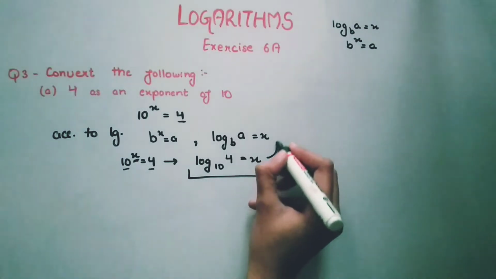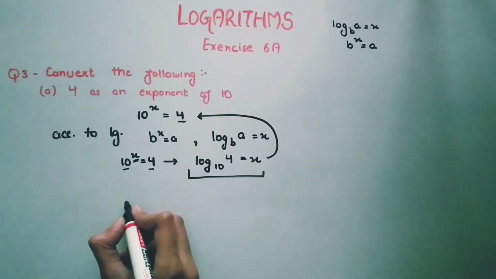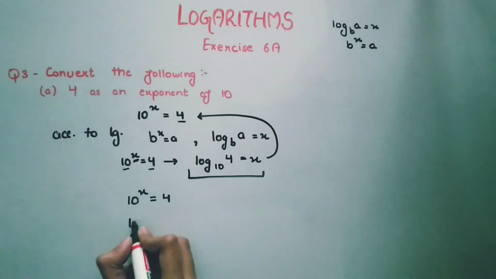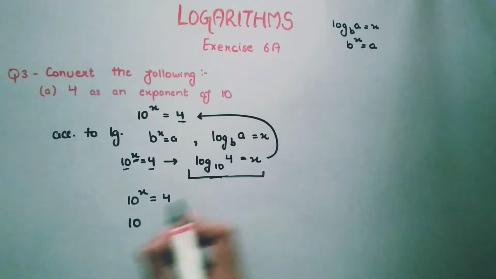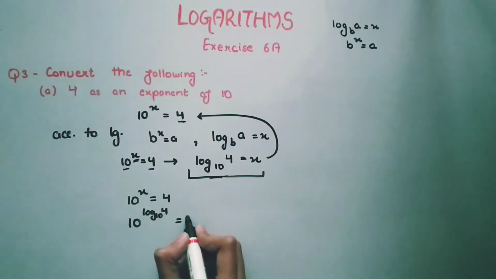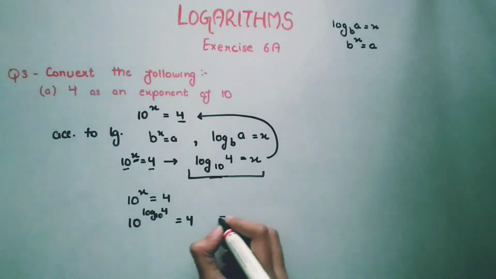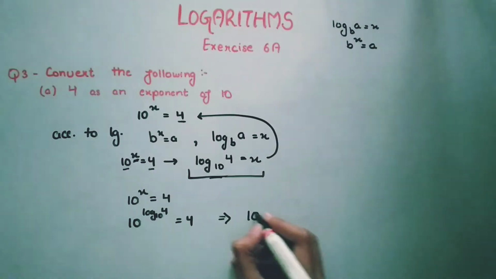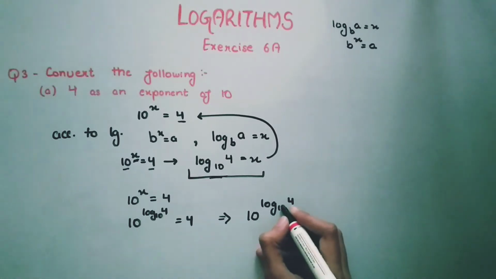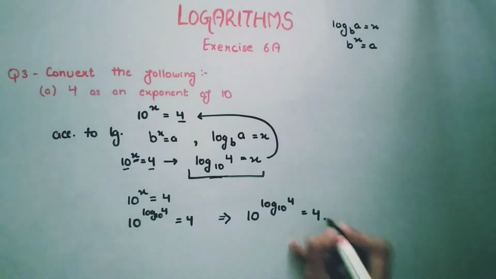Now we will put this value of x in this equation. The equation was 10 raised to power x, that is 4. 10 raised to power x, which is log of 4 to base 10, is equal to 4. Hence 10 raised to the power of log 4 to base 10 is equal to 4.